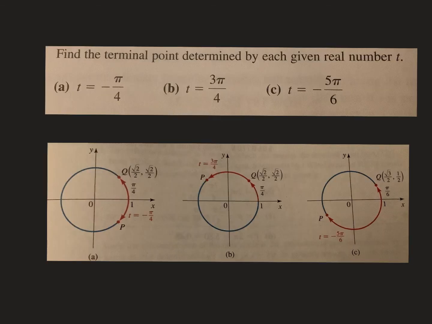Okay, doing the same thing. Terminal point, negative pi over 4. So a negative pi over 4 puts me down here in quadrant 4. In quadrant 4, the x is still positive, but the y would be negative. So there's my point for negative pi over 4. It would be positive square root 2 over 2 and negative square root 2 over 2. Whatever the pi over 4 is, it's the same all the way through the whole circle.